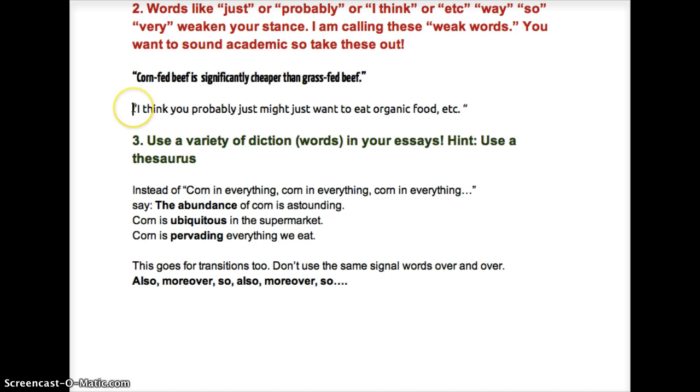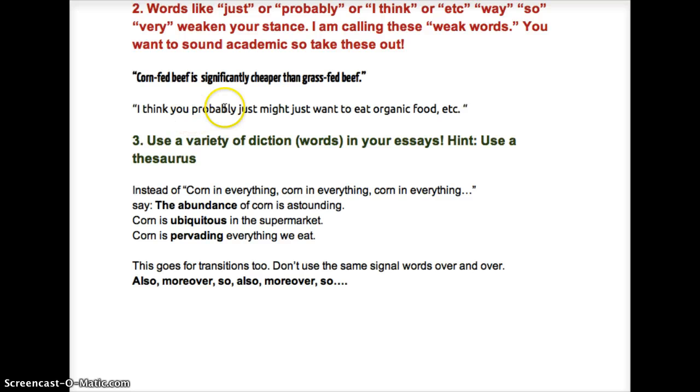For the second sentence here, this is not from anyone's essay, but a lot of you did use these words, so this is a bit of an exaggeration. I think you probably just might want to eat organic food, etc. All of these words here, I think. Remember, you don't want to say I. Think of another way to express your opinion without saying I.